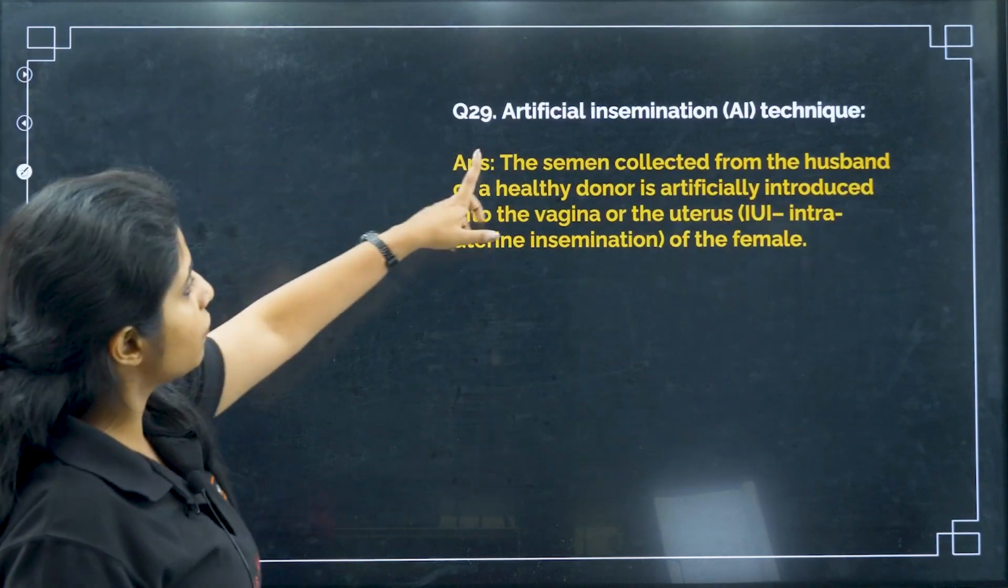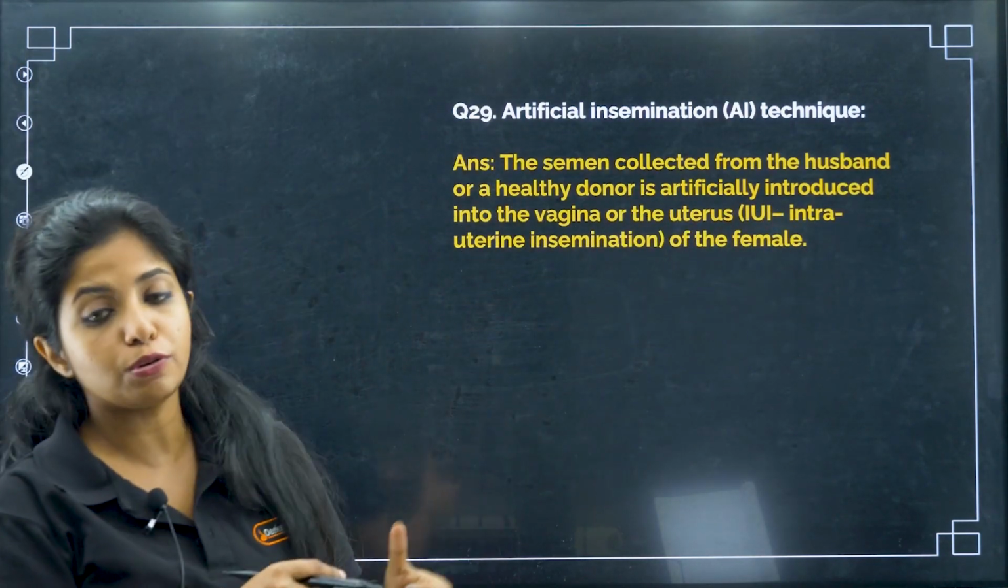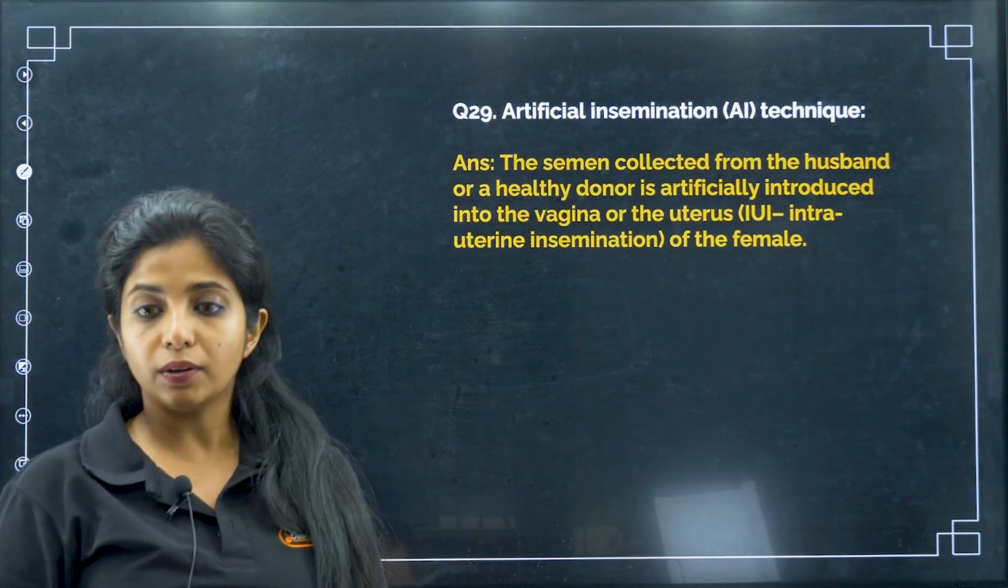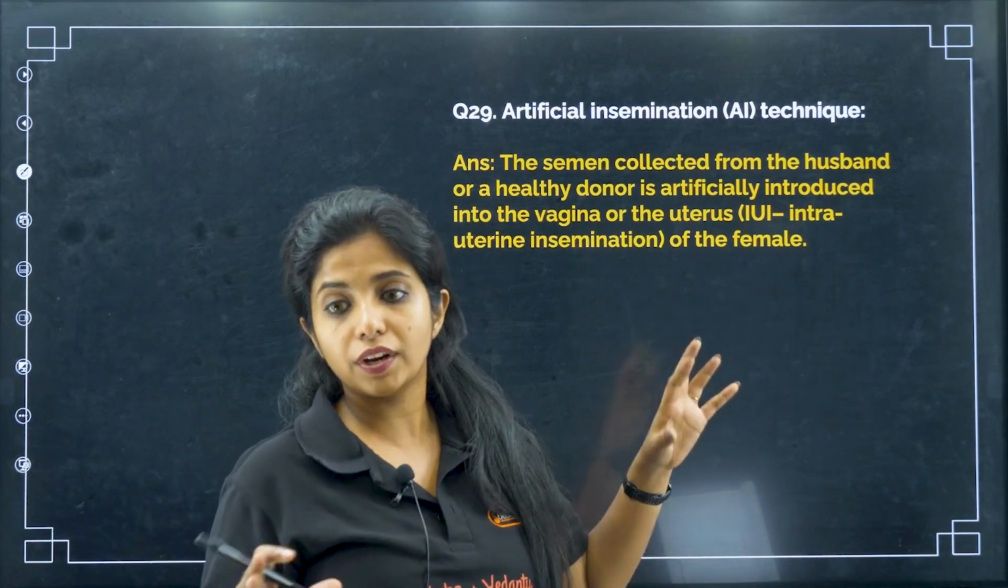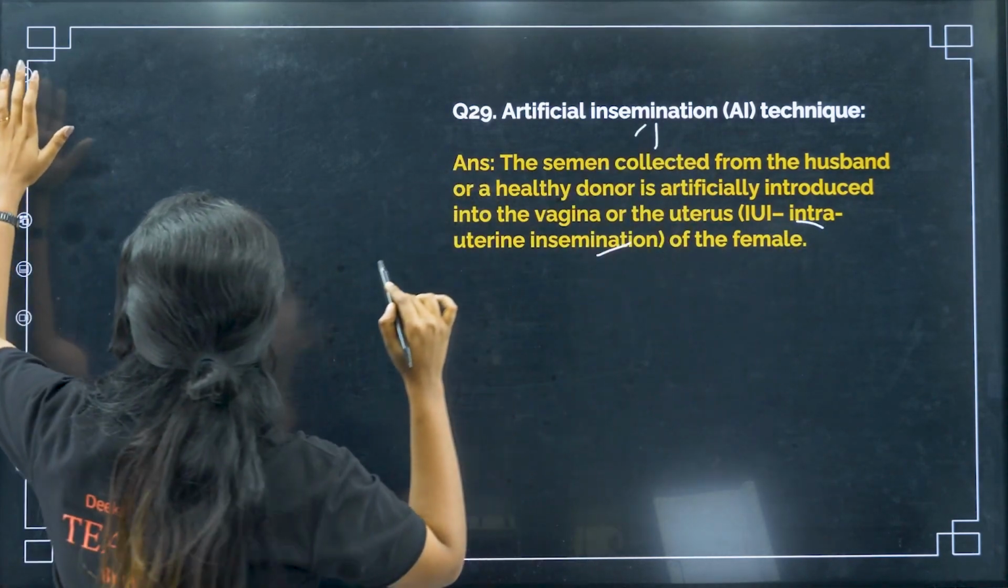Going ahead to the next thing, artificial insemination technique. The semen collected from the husband or a healthy donor is artificially introduced into the vagina or the uterus, okay. This is known as intrauterine insemination, which is a part of the female. So intrauterine insemination is a part of artificial insemination.